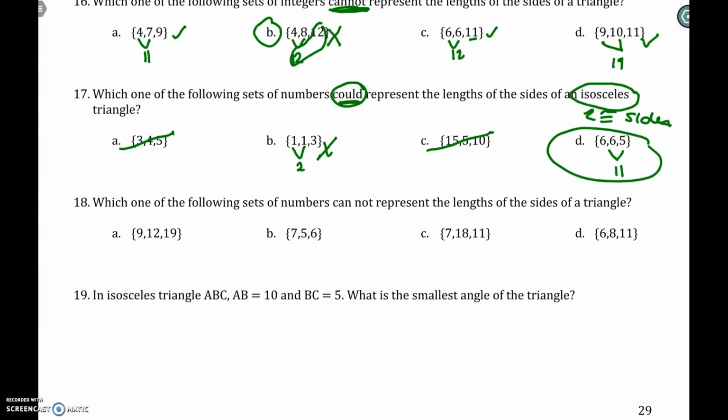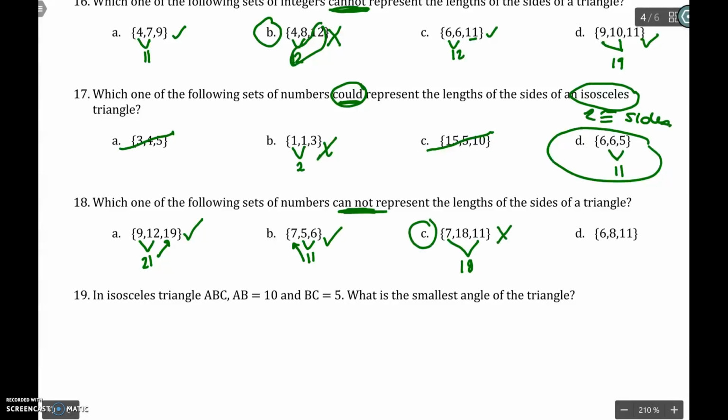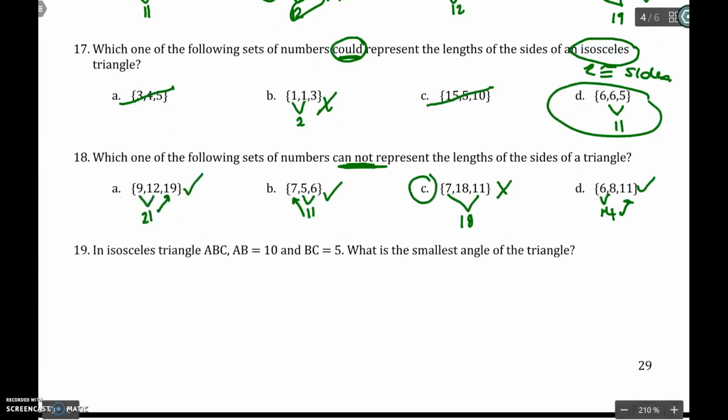For number 18, same idea. We're going to say which one of the following sets of numbers cannot represent the sides of a triangle. So go to your smaller 2 and add them together. If it's bigger than the third, it is a triangle. 5 and 6 is 11, which is bigger than 7. 7 and 11 is 18, which is not bigger than 18, it's equal to it. And then 6 and 8 is 14, which is bigger than 11. So C cannot be the sides of a triangle.